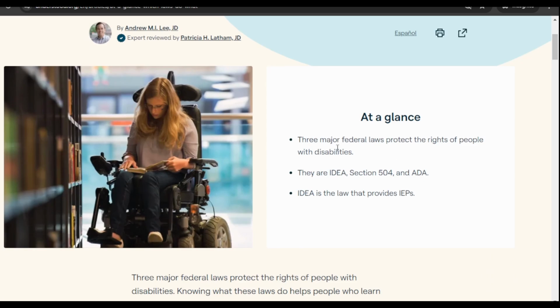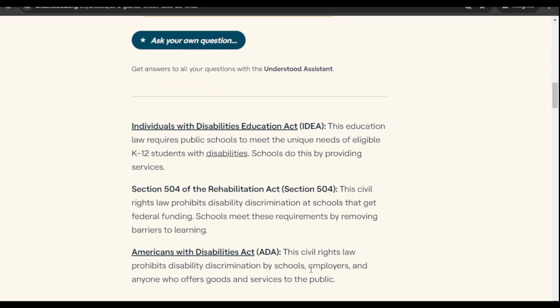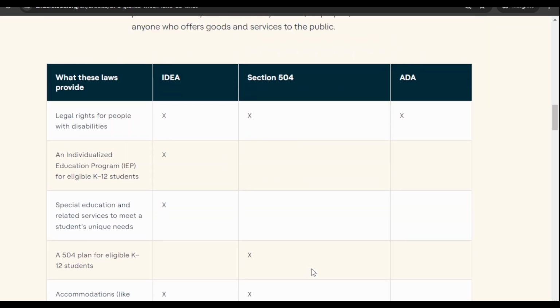And so it talks about the three major federal laws that protect the rights of people with disabilities, and that includes students. And if we scroll down, you're going to see this nice chart here, and it's going to go through what each of these laws provide. And so if you're looking for information on what your rights are, what your child's rights are, and what's covered in these laws, this is a really good fact sheet to look at.